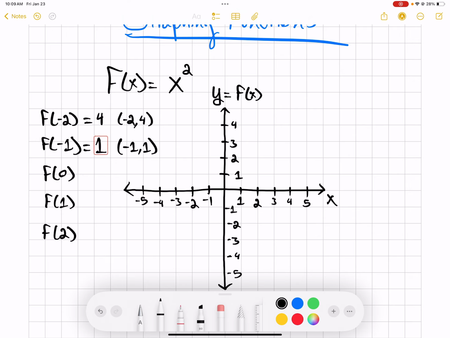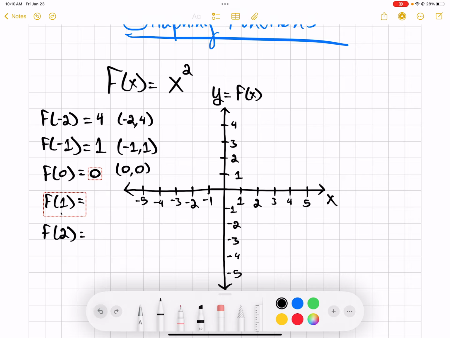And then we could do the same for f of 0, f of 1, and f of 2, and we will. f of 0 is 0 squared, so 0 squared is 0. So f of 0 equals 0. If I write that as a coordinate point, when x is 0, y is 0.